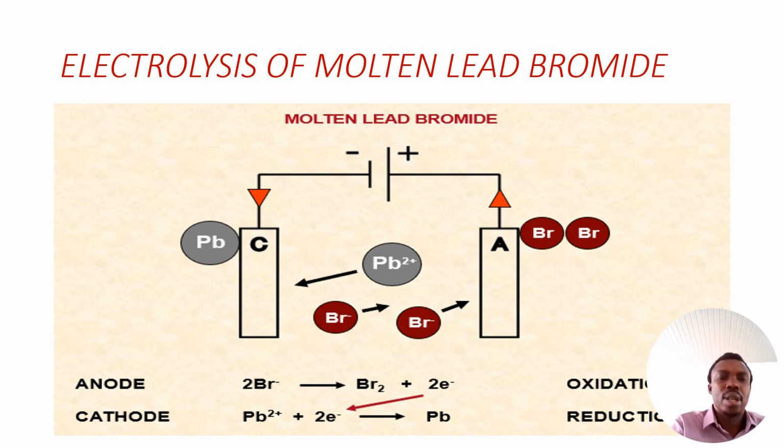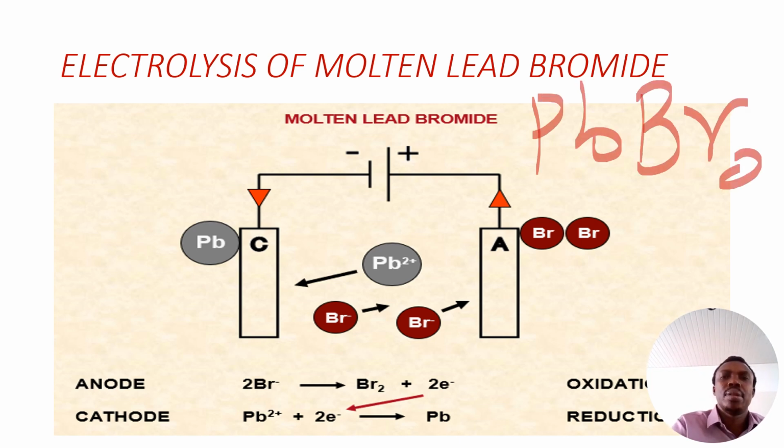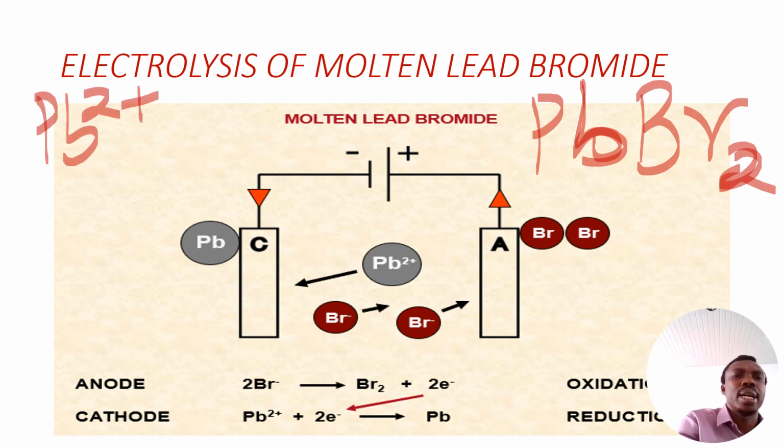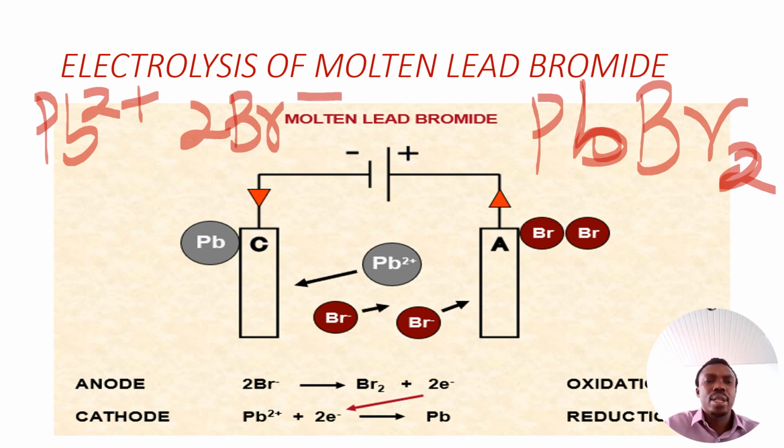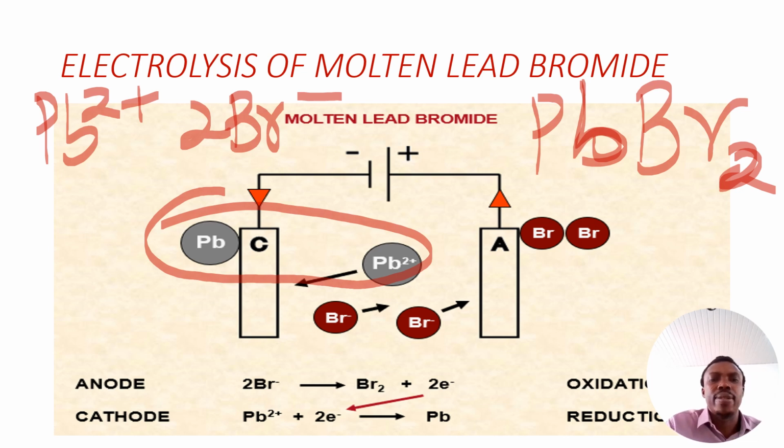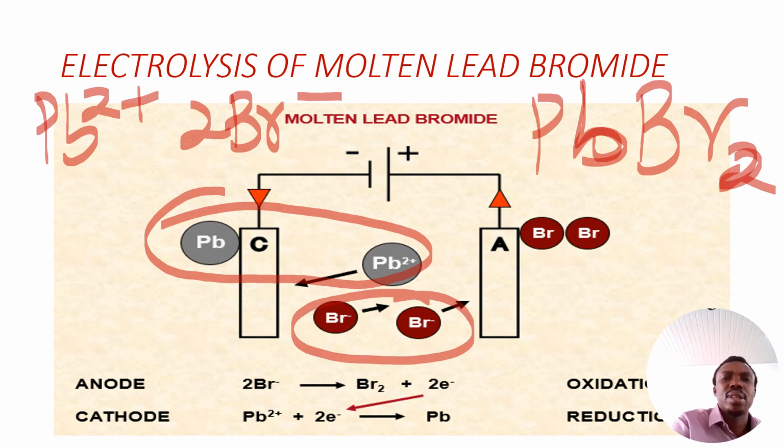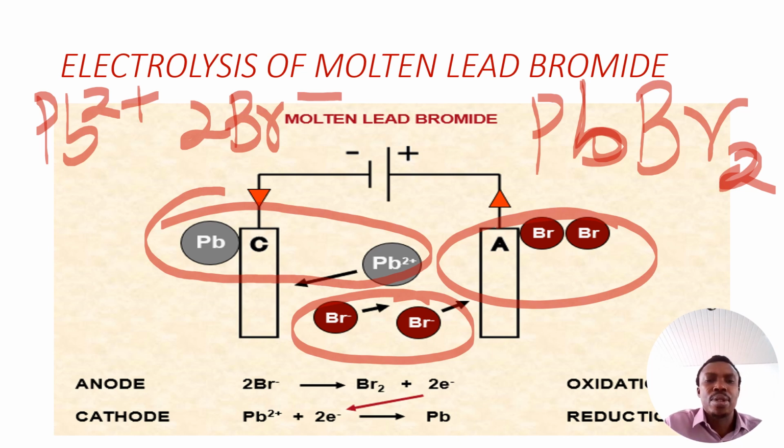Now if you look at the electrolysis of molten lead bromide, the products include Br2. This molten lead bromide is the electrolyte. Inside the solution, you are going to have lead ion and bromide ion. These are the ions that will be inside the solution, which is the electrolyte. When you pass electric current through it, the positively charged ions, the cations, go to the cathode, which is the negative electrode, while the negatively charged ions go to the anode, which is the positive electrode.